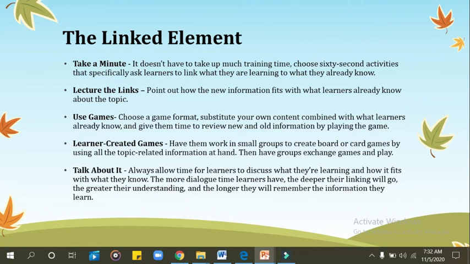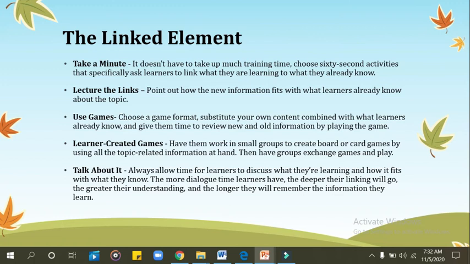Linking new learning to old doesn't have to take up much training time, especially if you embed the linking throughout the training. Then we have lecture the links. During the lectures, be sure to point out how the new information fits with what the learners already know about the topic. Then we have use games. Choose a game format, substitute your own content combined with what learners already know, and give them time to review new and old information by playing the game.